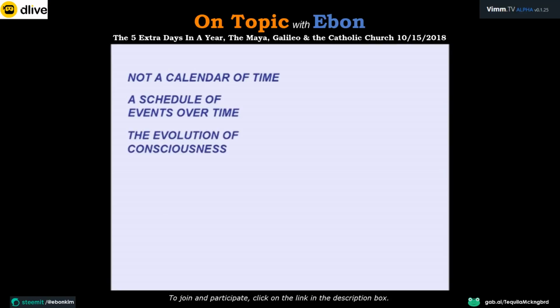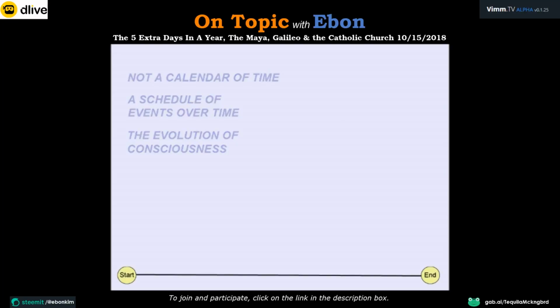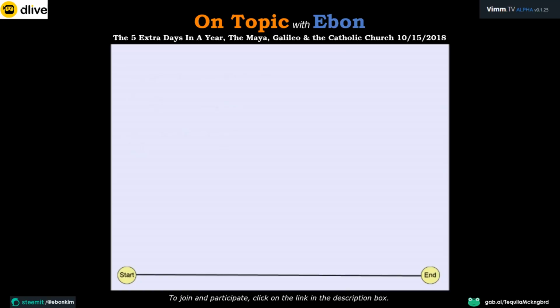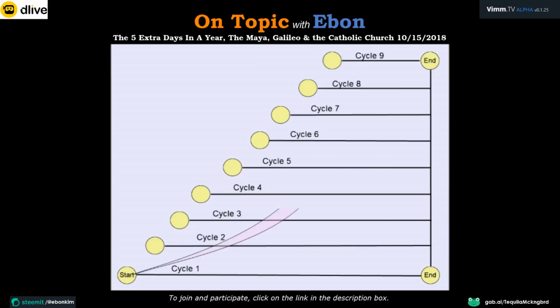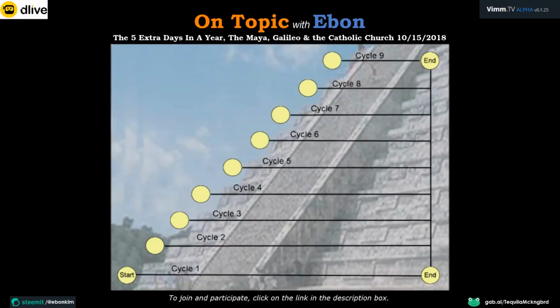leading to the evolution of consciousness. And of course, like any schedule, it has a start date and an end date. Here's the interesting part. It's not just one single schedule, but it is made up of 9 overlapping schedules or cycles, each of which is shorter than the one below, and they all end up on the same date. Why? The Maya believe that it takes 9 evolutionary cycles from the beginning of the universe to enlightened consciousness. This core belief is represented in the 9 steps of every Mayan pyramid.